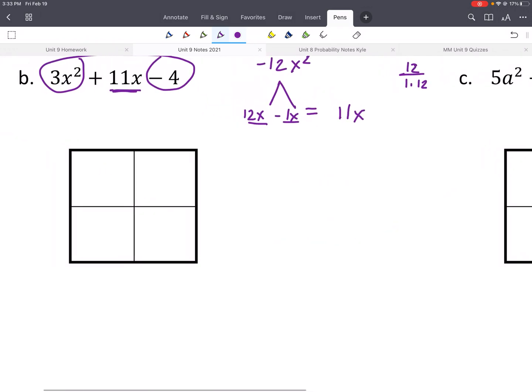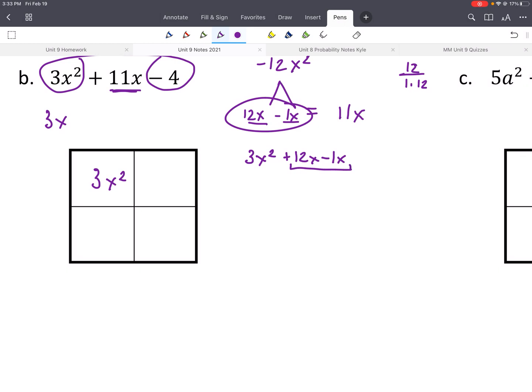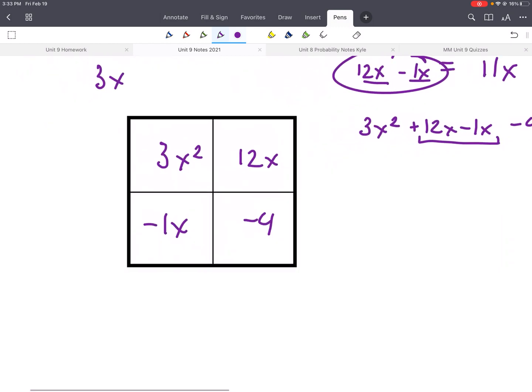And I'm going to start with the box method this time. So I'm going to have my 3x squared. I guess maybe I should rewrite this here. 3x squared, and then this is the two things that we'll plug in, so plus 12x minus 1x, and again, 12x minus 1x is 11x, so we haven't changed anything, and then we have our minus 4 from here. Alright, so we'll plug those four things in, we get a 12x and a minus 1x, and a negative 4. And we'll take out those greatest common factors.